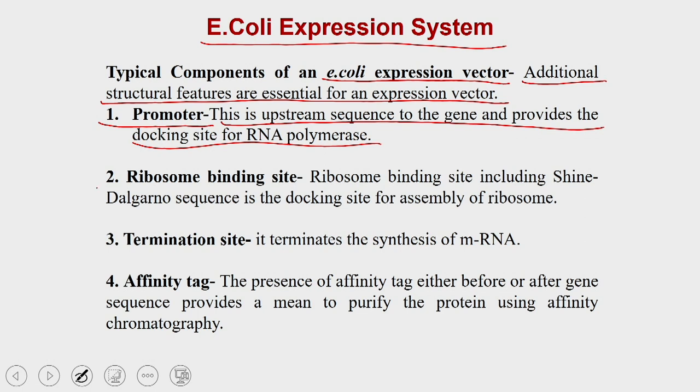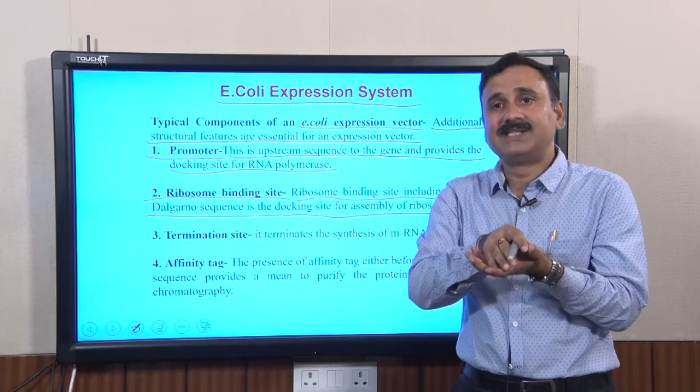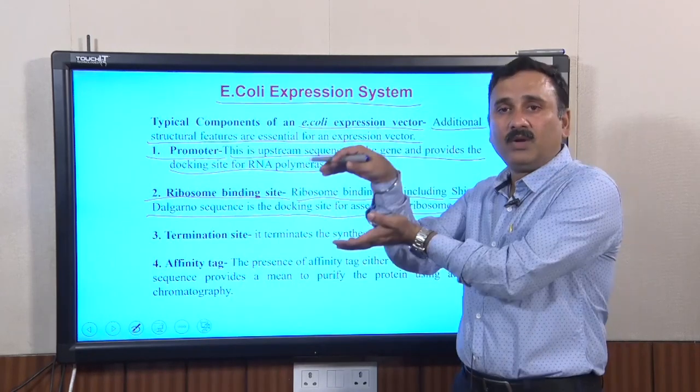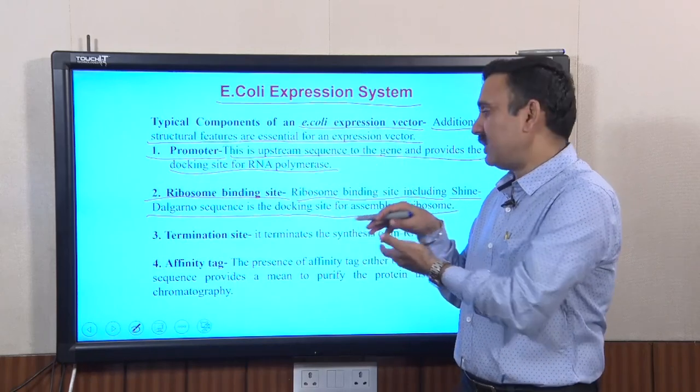Then you need the ribosome binding site. The ribosome binding site is essential because it will allow the ribosomes to go and bind, and that includes the crucial Shine-Dalgarno sequences, which provide the docking site for the assembly of the ribosome subunits, so that the ribosome is going to assemble onto the messenger RNA and then start the translation process.